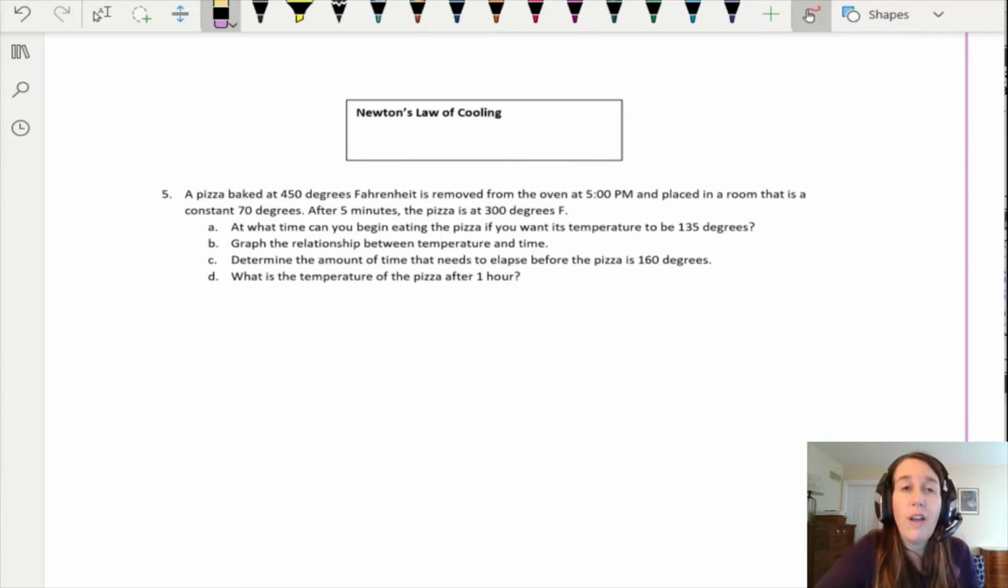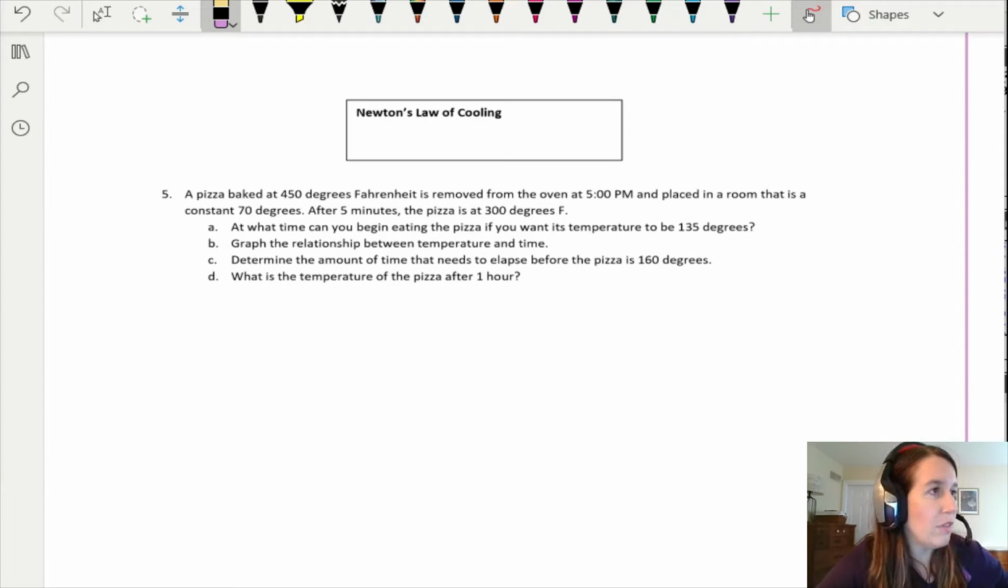So this law actually works in Fahrenheit and Celsius. I'm sure some of you are more familiar with Celsius, but it does work in either system. This particular question is in Fahrenheit, but I know some of your homework questions are in Celsius as well.